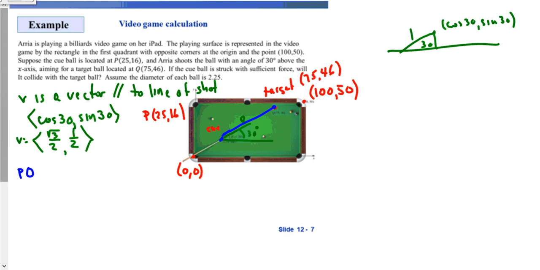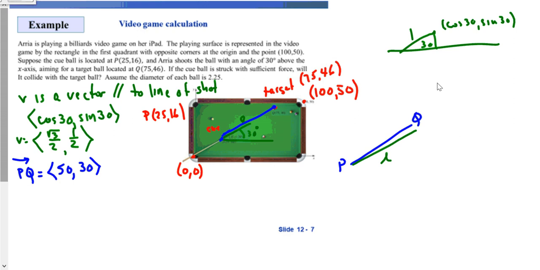PQ, though, is easy to determine. Just find the components of the vector starting at P to Q. So it's going to be 75 minus 25, which is 50, and 46 minus 16, which is 30. So what we want to find out is the shortest distance from Q down to her line of sight. We'll assume that this is the line L where her line of sight is, and v is just a vector that was parallel to it.